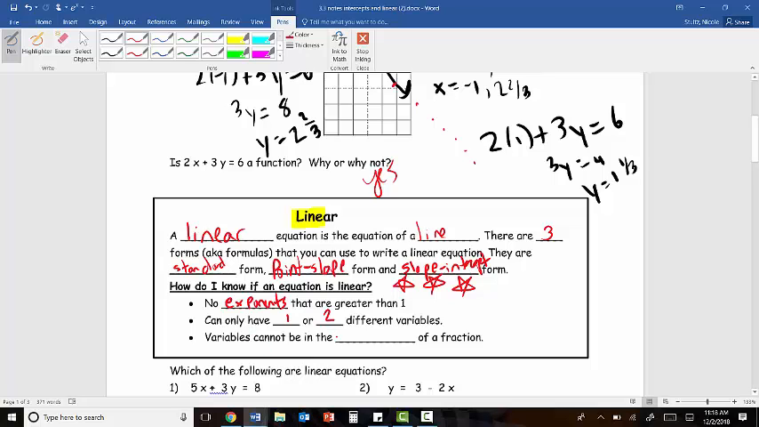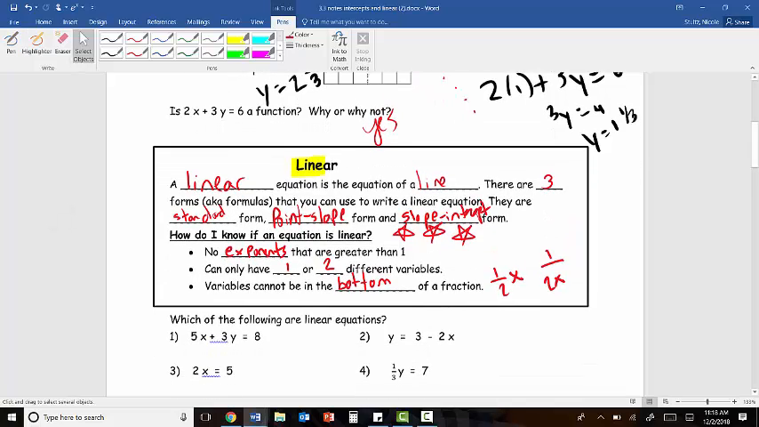And then variables cannot be in the bottom of a fraction. So it's okay to have 1/2 x, but it's not okay to have 1/2x. That would be bad because x is in the bottom. And if the variable's in the bottom, it's not a linear equation.